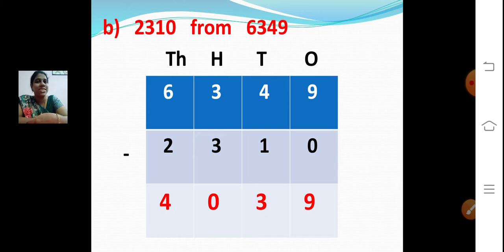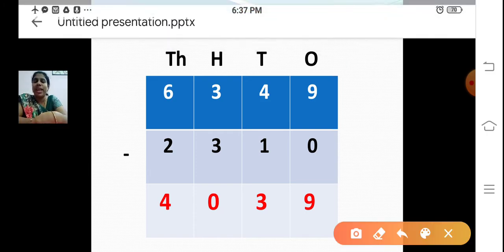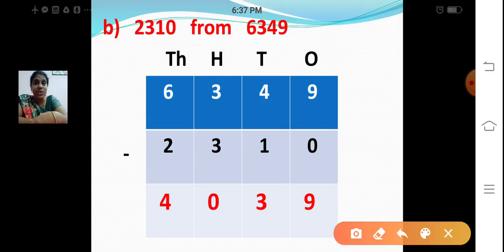2310 from 6349. Let's subtract these two numbers. First, what do we have to do? We have to write the numbers in the exact places, right? So let's write the numbers in the exact places. First, will you take the 2310 now? No, you're going to take the minuend. From which number are you going to subtract? That number you're going to write at the top, right? 6349. That is the minuend that you have to write at the top, right?